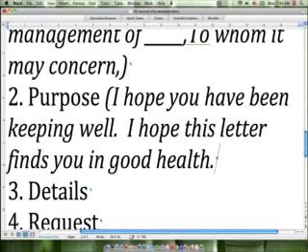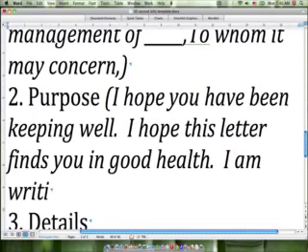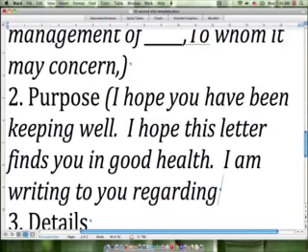Now, if we are writing to a company, we would probably be a bit more direct and would get directly to the purpose itself. And so this would be written as, "I am writing to you regarding," and then in here we would include a noun of some kind. So "I am writing to you regarding a problem I had," or regarding an urgent matter.